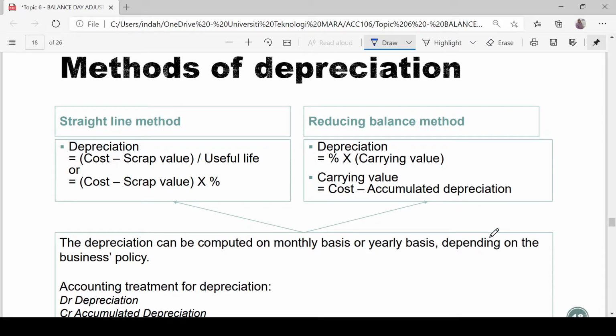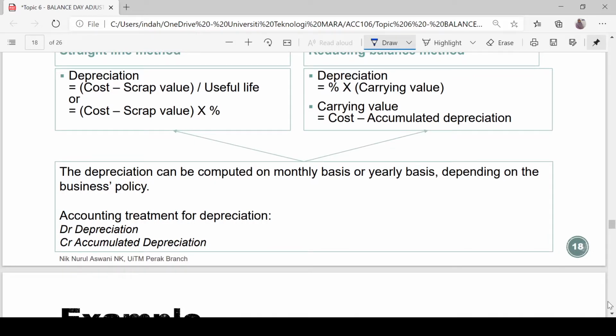The depreciation can be computed on a monthly basis or yearly basis depending on the business policy. Yearly basis means that regardless of when you purchase or acquire the asset, we are going to calculate the depreciation as if we purchased it on the first day of the accounting period. Unlike monthly basis, which will take into account when you purchased the asset. Is it in the month of January, or in the month of October? Then you are going to apportion the amount of depreciation per annum accordingly.